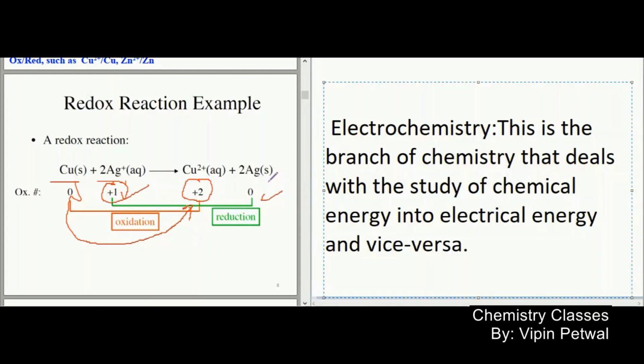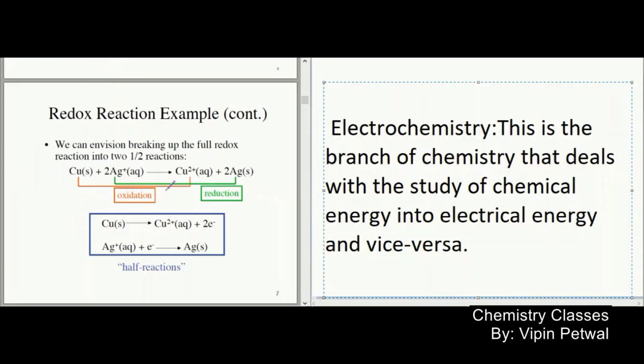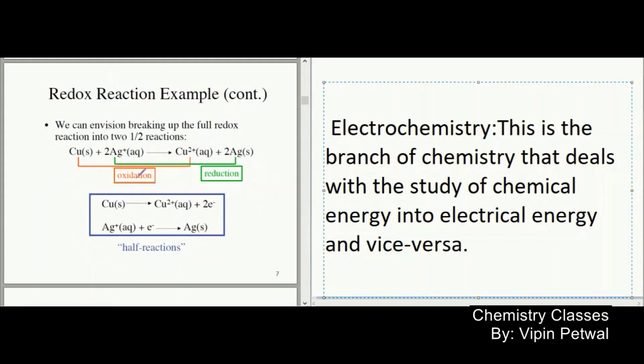So decrease in oxidation state is called reduction and increase in oxidation state is called oxidation. So this is called a redox reaction. This is the simple example of a redox reaction. Is that clear? Just looking at this equation in detail, we can see that this redox reaction can be divided into two half reactions.